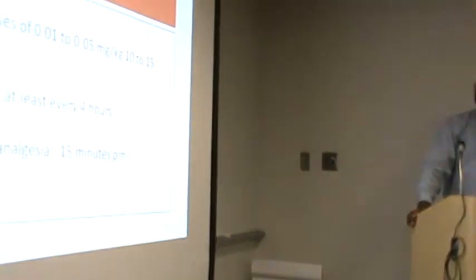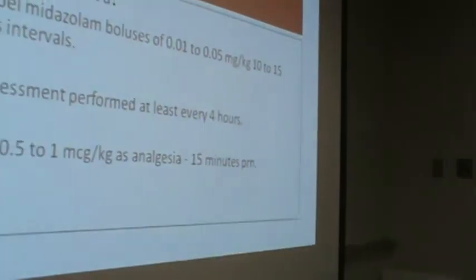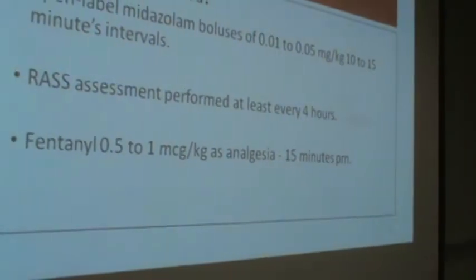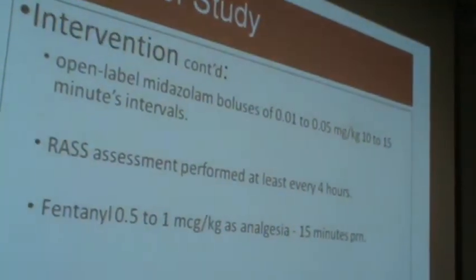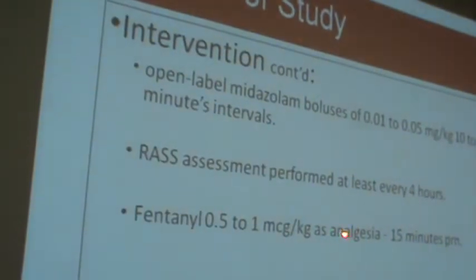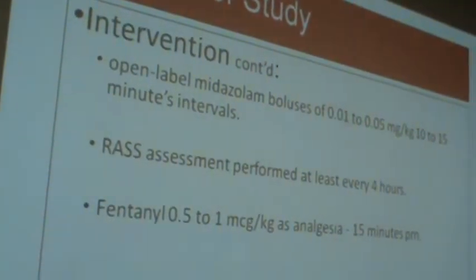The RAS assessment was performed at least every 4 hours. Fentanyl was also given as analgesia, about every 15 minutes as needed. And how do you determine analgesia in somebody who's sleeping? I think they use tools like CPOT. We're going to go into that a little bit later. They use that to check the analgesia because even if you're sleeping, you still might be in pain. Okay, next slide.